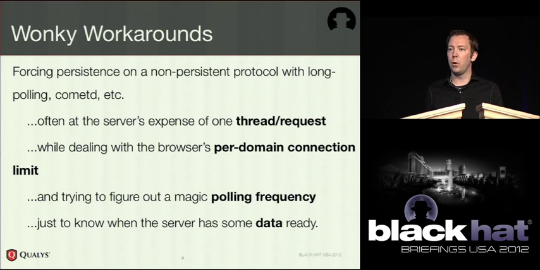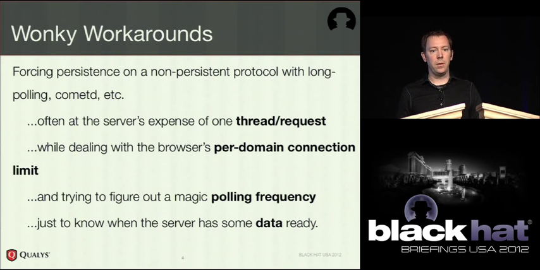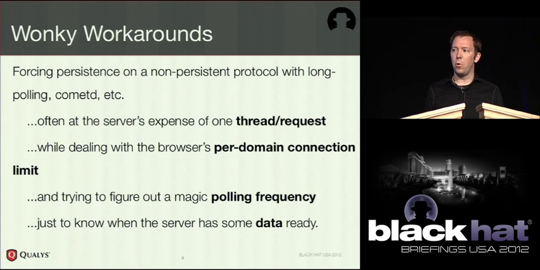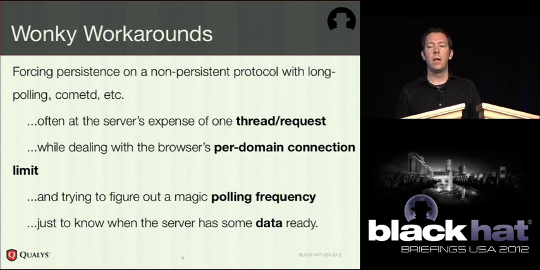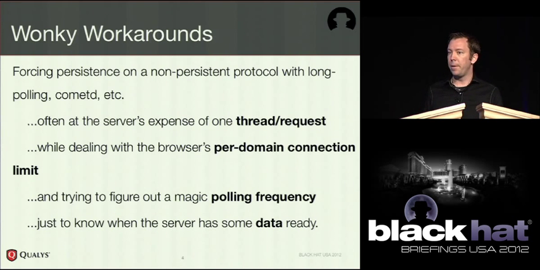You have one thread per request, so it would be easy to DOS them. Also, from the browser's perspective, you have per-domain connection limits, so that limits how many XHRs you can be launching. And if you are doing polling, you have to figure out some magic polling frequency so that you don't accidentally DOS your own web server trying to get status updates, run chat messages, tweet updates, and so on. And all of this was done just so that the browser knows when the server has something ready to send to it.